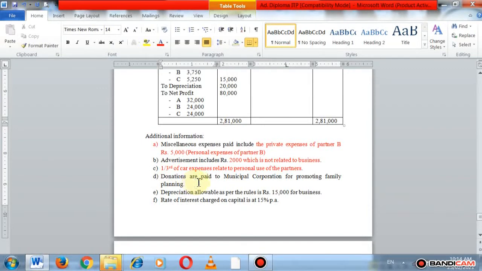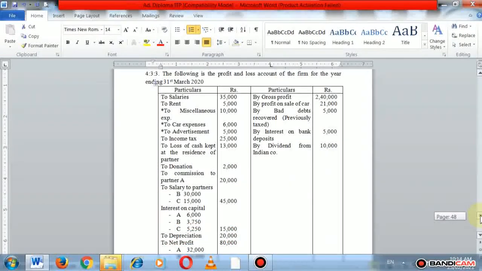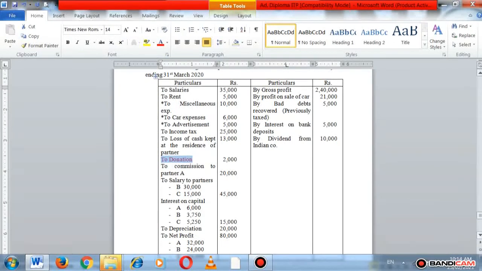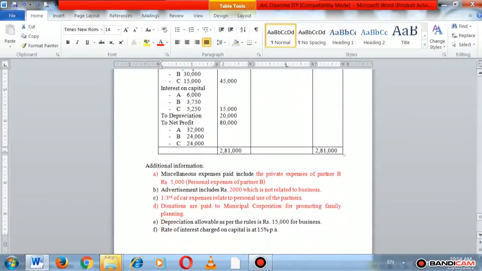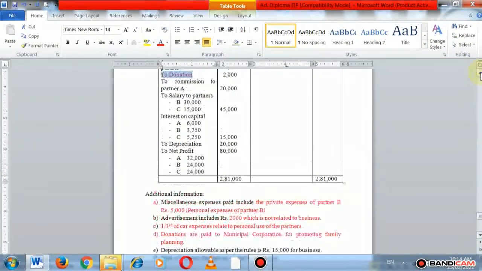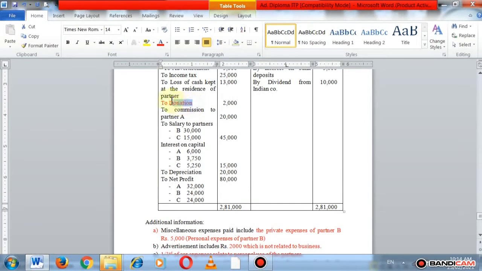Next, donation is paid to the municipal corporation for promoting family planning. All donations are disallowed. The donation is given here, that is 2,000. It is not a business expenditure, so it is disallowed. Make a star in front of donation because donation is a disallowed expenditure.